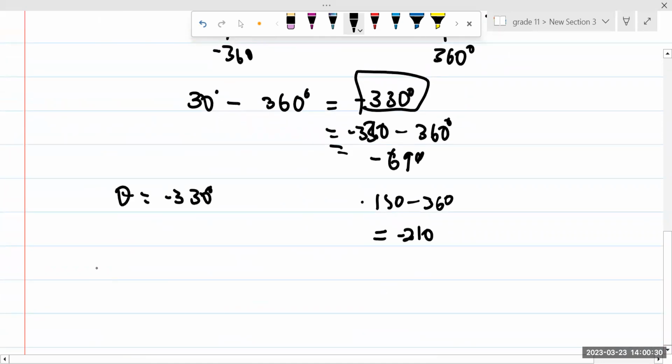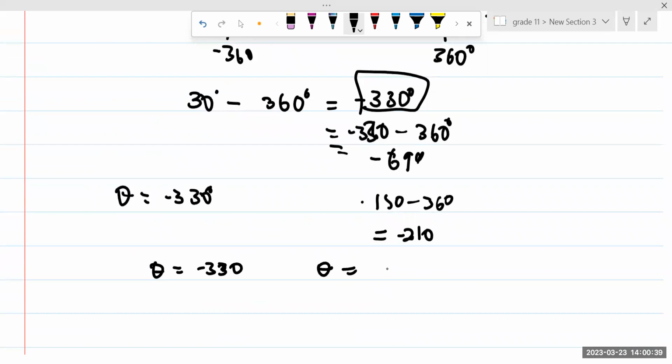And then we can say that all in all our solutions are going to be given as theta is equal to minus 330, theta is equal to minus 210, theta is equal to 30, and theta is equal to 150. This is how we solve it when we are in grade 11. Again, in grade 11, we are not going to work only on the first cycle. We can work with the negative numbers, we can also work with the positive numbers. So this is your activity here.